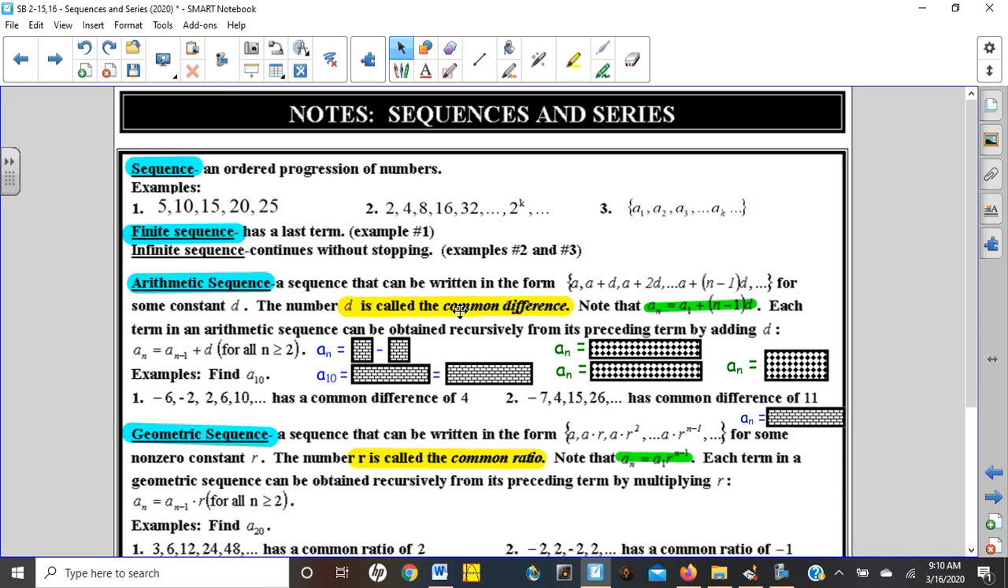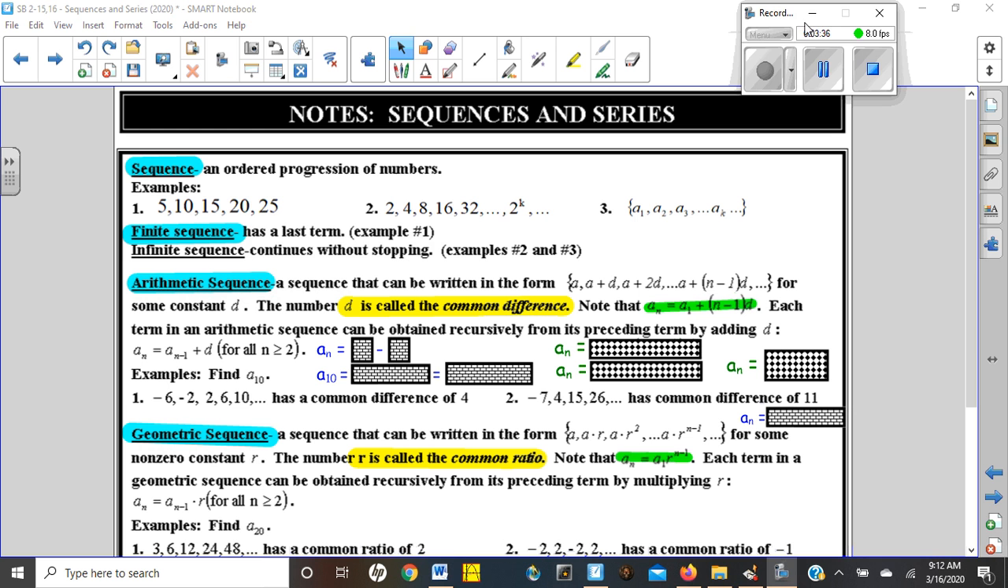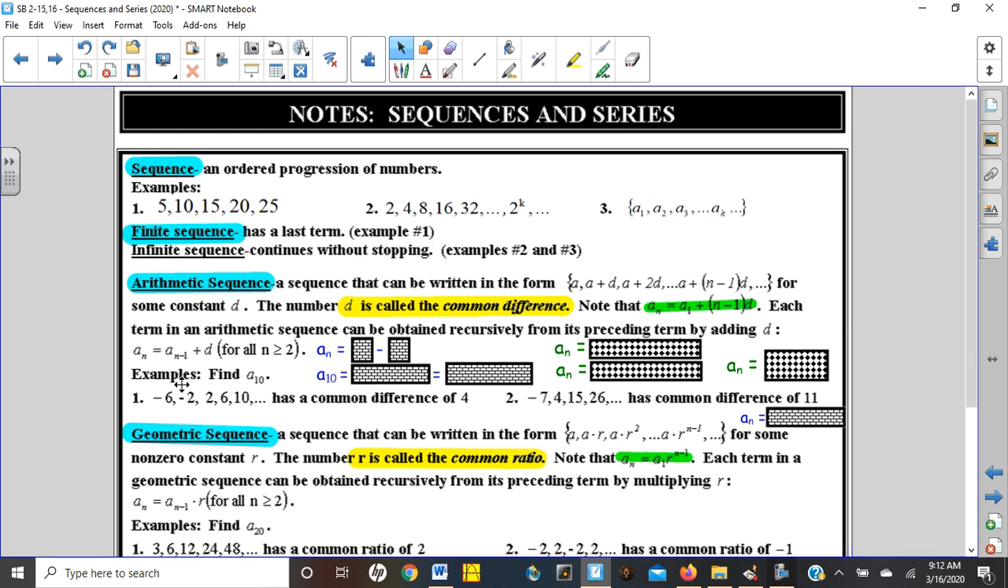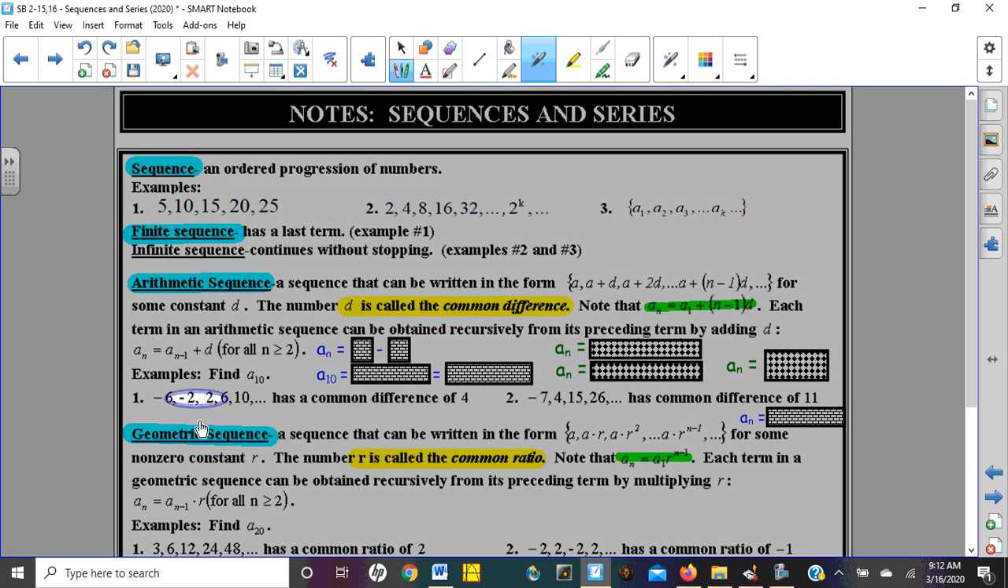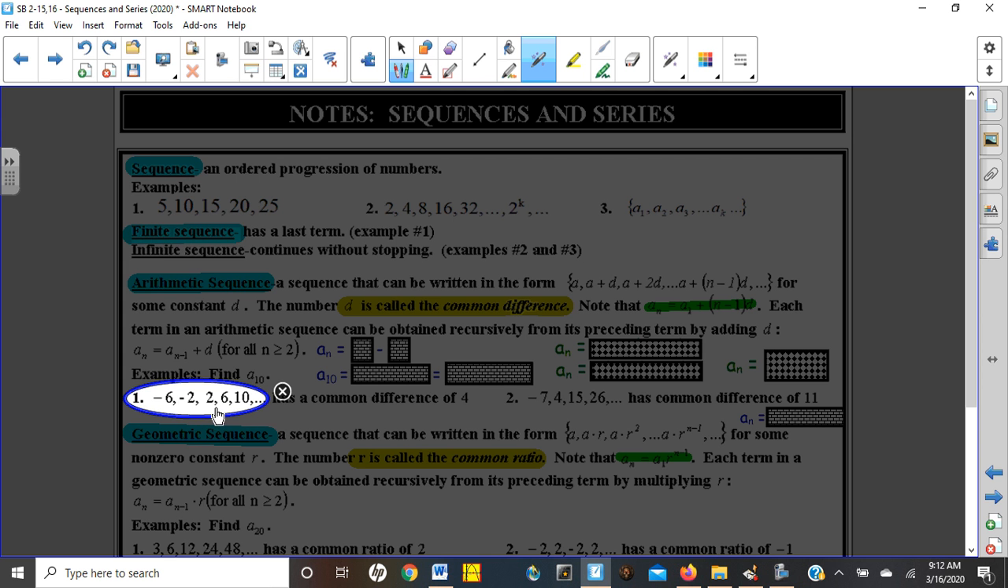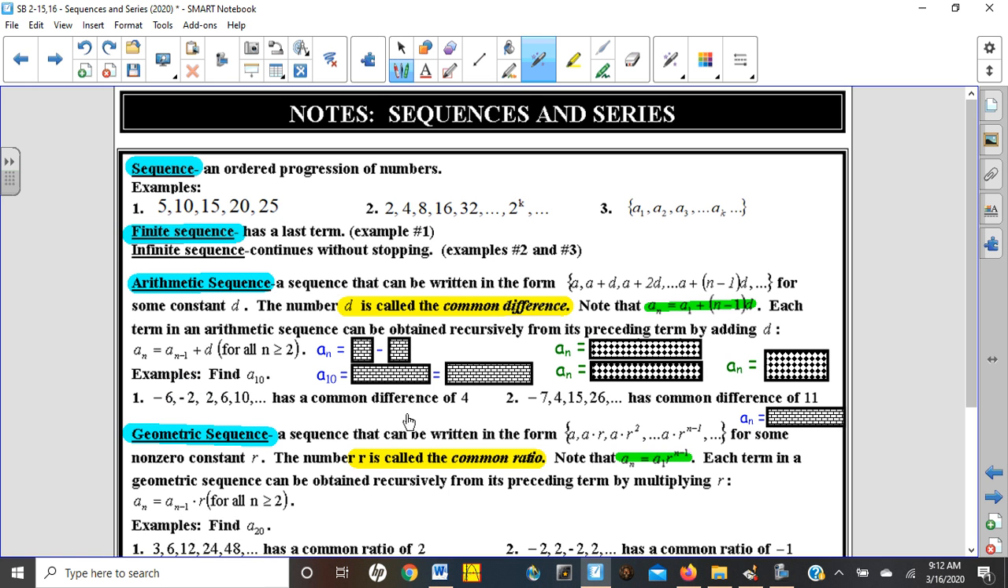And in this notation, it's signified by D. And here are some examples. So example 1 here, we have an arithmetic sequence that starts at -6 and then climbs to -2, +2, +6. What's happening? Oh, it's increasing by 4 each time. The common difference would be 4.